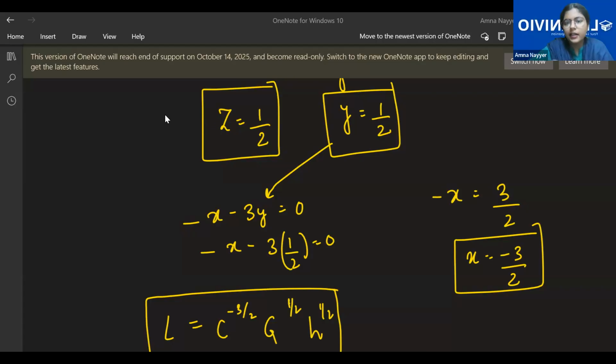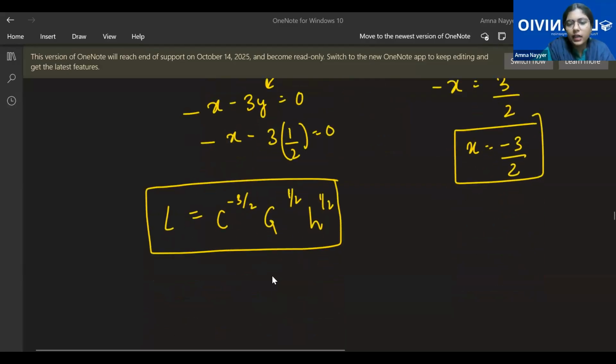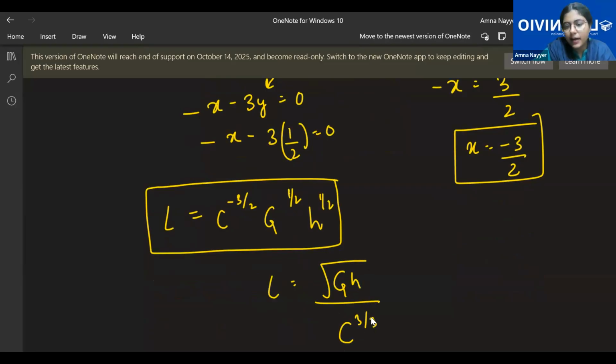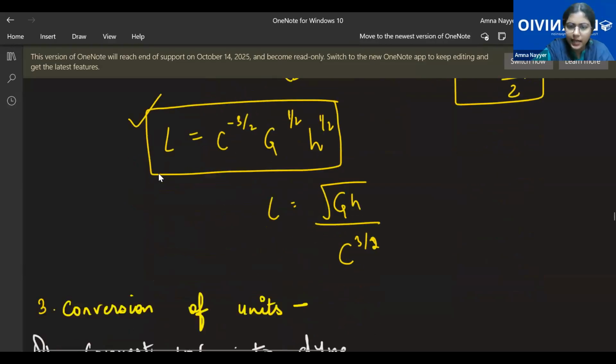Yes, see, you can put it in the denominator also. C in the denominator, and you can write this further as C, root of G H, divided by C to the power 3 by 2 for simplification. But even that's what I was saying, even if you write it till this step, it would be correct.